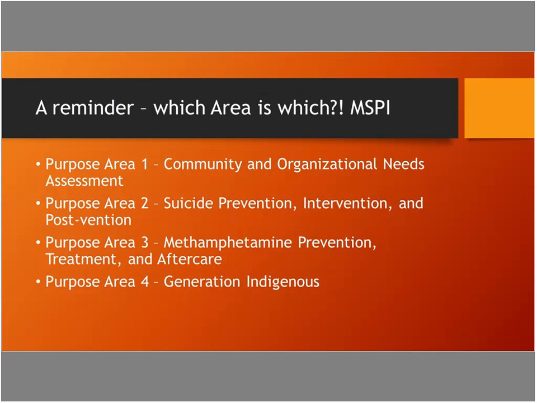So one other thing to remember and know is that each of your areas is separate. So for example, there is no one in this area that's doing Purpose Area 1, but some of you are focusing on Purpose Area 2, suicide prevention, some on Purpose Area 3, methamphetamine prevention, and then Purpose Area 4 for MSPI is the GenI purpose area. So just so you remember, because each of these areas has a different form, okay? So the people who are doing suicide prevention will be looking at a different form than Generation Indigenous. So just make sure you're aware of that, okay?